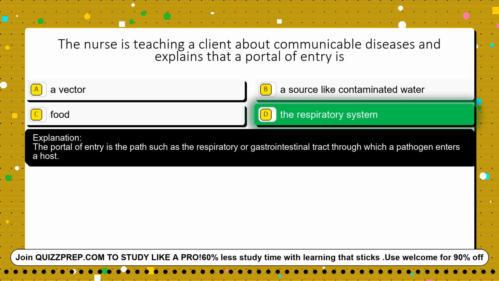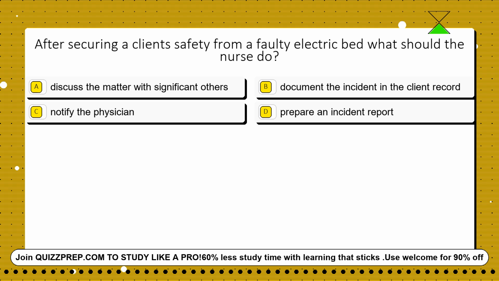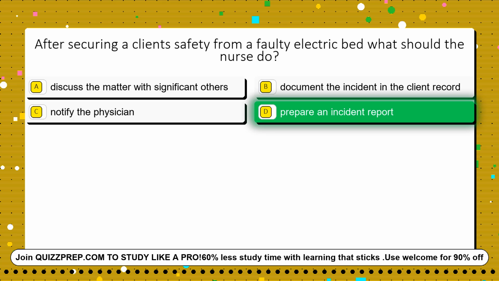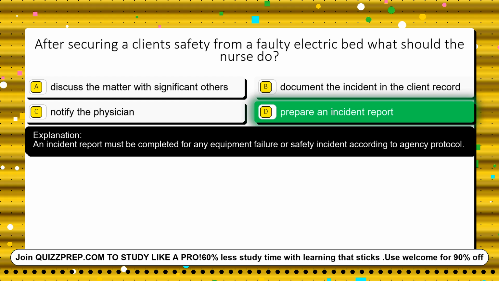Question 122. After securing a client's safety from a faulty electric bed, what should the nurse do? Option A, discuss the matter with significant others. Option B, document the incident in the client record. Option C, notify the physician. Option D, prepare an incident report. The correct answer is option D, prepare an incident report. An incident report must be completed for any equipment failure or safety incident according to agency protocol.